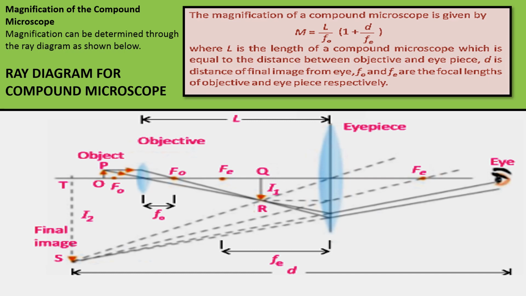As this image is formed within the focal length of eyepiece, consequently the final image I2 will be formed, and this image will be a virtual image, enlarged image and upright image. In the diagram, the length of the microscope capital L and the distance of the final image from the eye small d are clearly labeled.